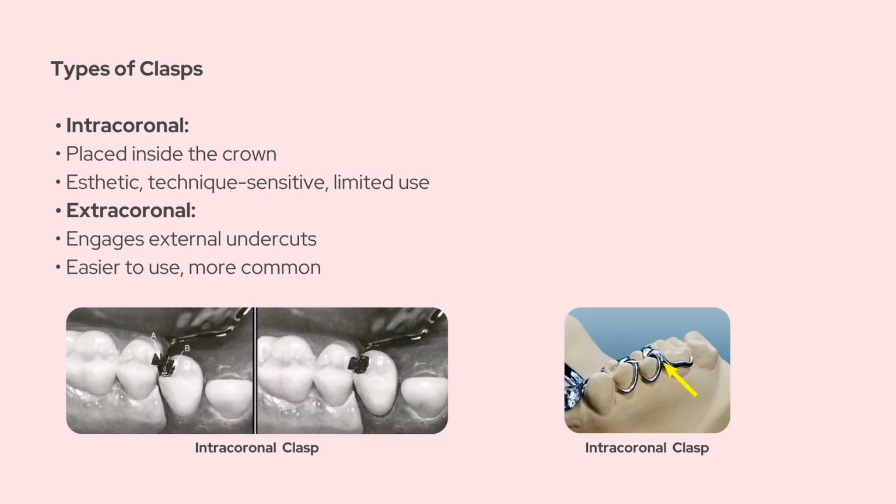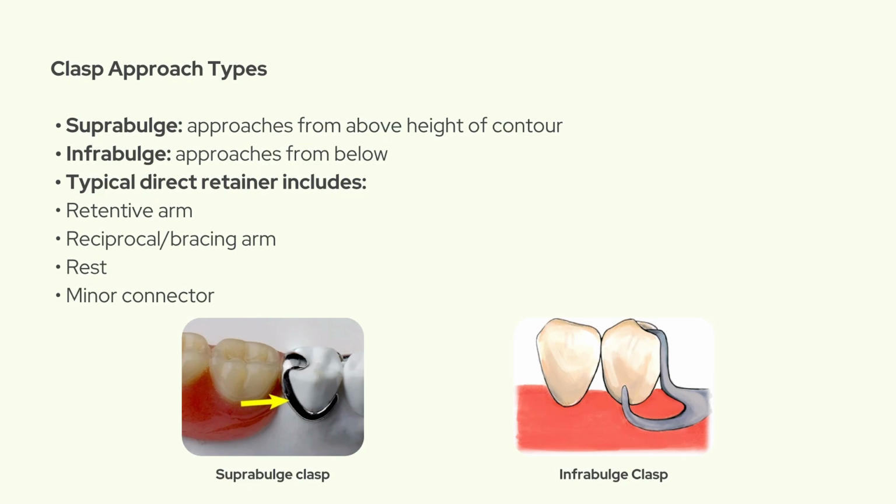Now, when it comes to clasps, we usually divide them into two types, intracoronal and extracoronal. Intracoronal ones sit inside the crown of the tooth, and they're typically used when aesthetics are a big concern, but they're kind of technique sensitive and have their own limitations. More commonly, we go with extracoronal clasps. They engage the external undercuts and they're way easier to incorporate into most cases.